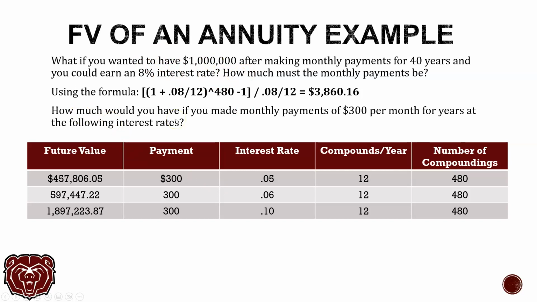Now let's say, how much would you have if you made monthly payments of $300 per month? So let's say I can afford a $300 per month payment, right? I can put $300 a month into a savings account that yields the following interest rates. So if I did it for 40 years, at 5%, you'd have this much. If you did it at 6%, you'd have this much. If you did it at 10%, you would have this much. I mean, look at that, you would almost double your money if you got an additional 2% on your interest at $300 per month.